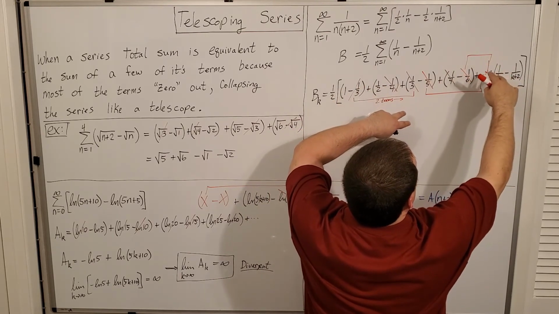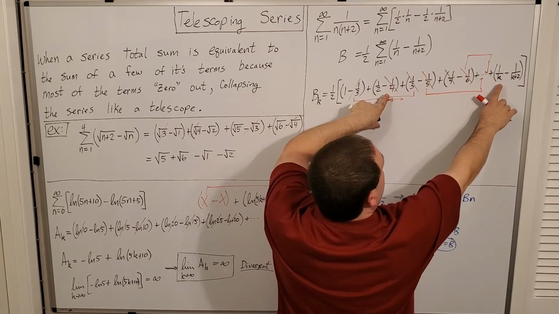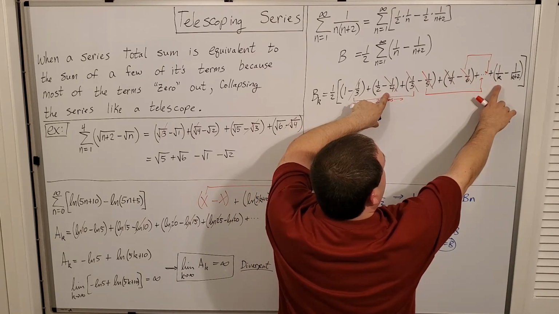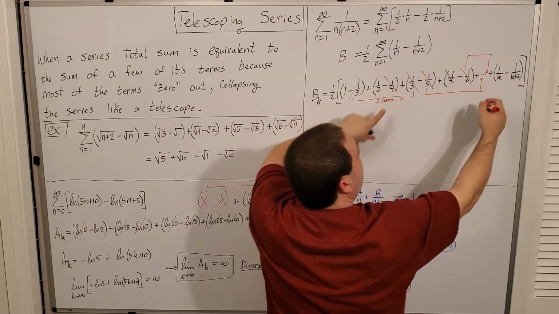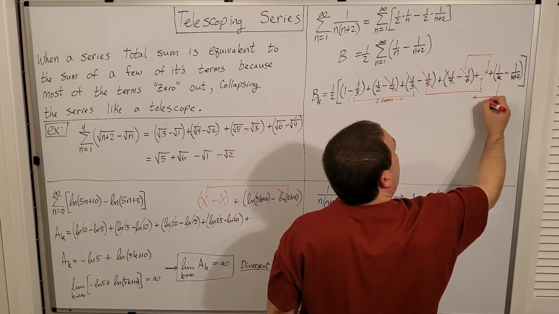the front runner right here, right? The 1 over k is going to be paired up with something two terms back.